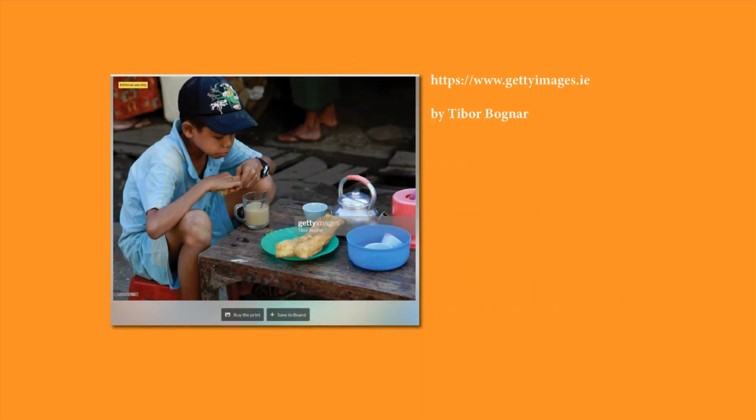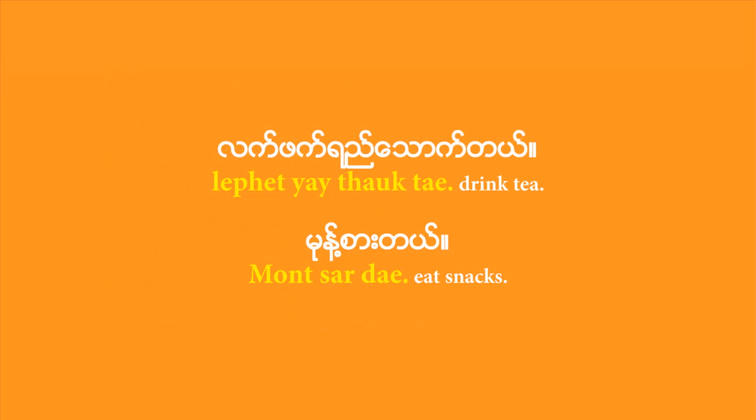Let's try another one. To drink tea, you would say, lapeye taute. Lapeye taute. This is where lapeye is the noun, tea. Taute is a simple verb to drink. To eat snack, you would say, Mong sare. Mong sare. Mong is the noun, snack. Sare is a simple verb, to eat.